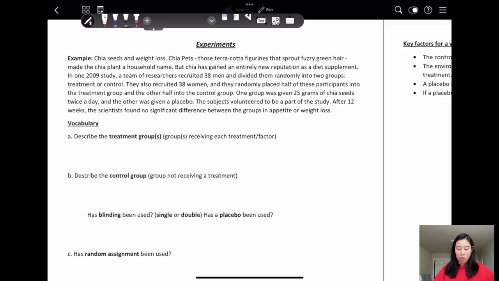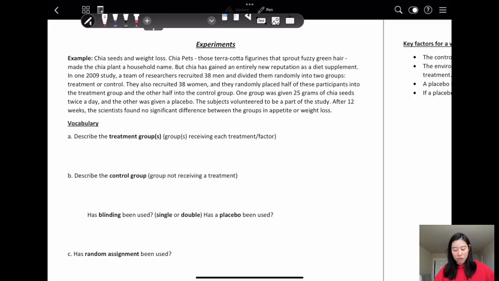So here's an example. It's about chia seed. In one 2009 study, a team of researchers recruited 38 men and divided them randomly into two groups, a treatment group or control group. They also recruited 38 women and they randomly placed half of these participants into the treatment group and the other half into a control group.